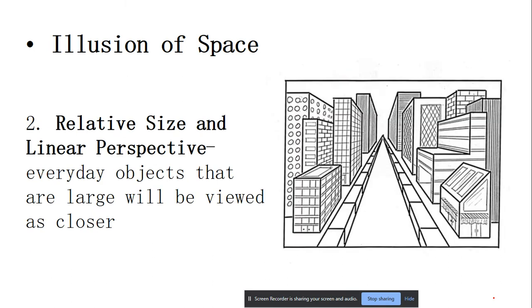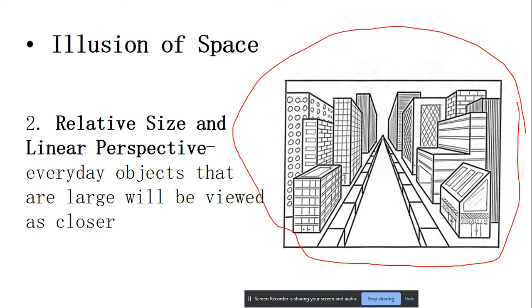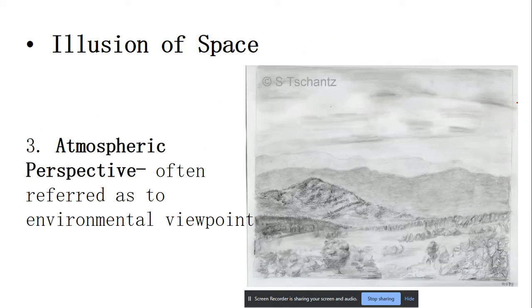Okay. This one, the relative size and linear perspective. Everyday objects that are large will be viewed as closer. So in picture taking, this looks nice. Many are using this illusion of shape. This one is relative size and linear perspective because it really looks good on pictures.